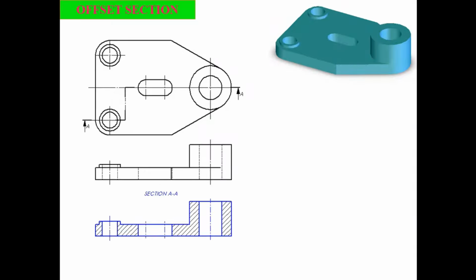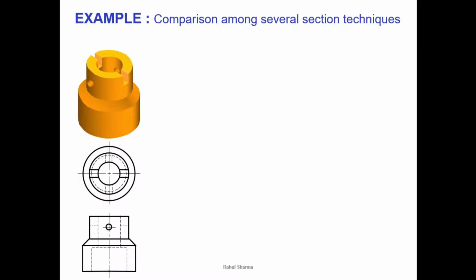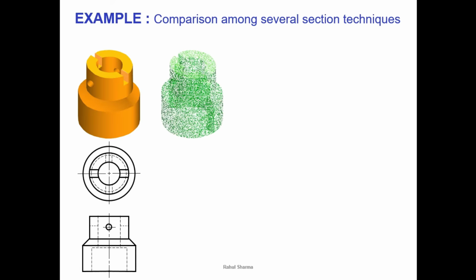For this object, this will be the change. I have collected only these for your practice only. These diagrams will help you in comparison of full sectioning, half sectioning and without sectioning. So this is the object, front view, top view of without sectioned object.